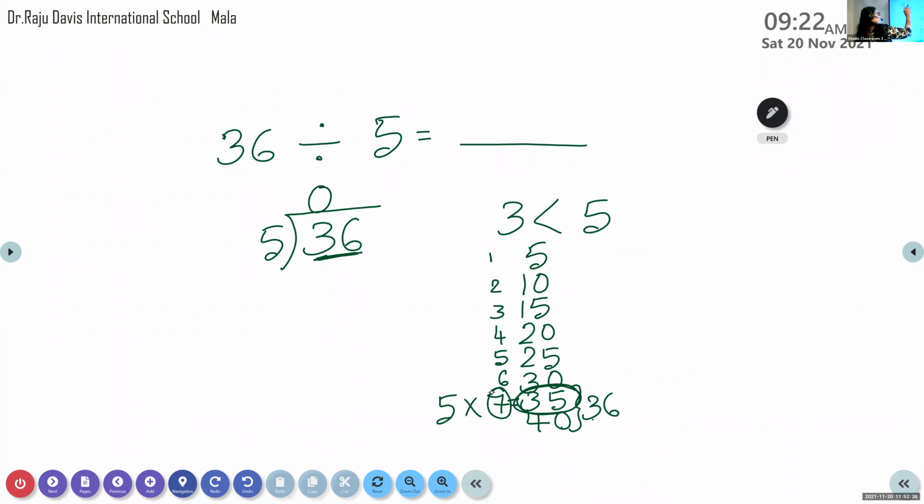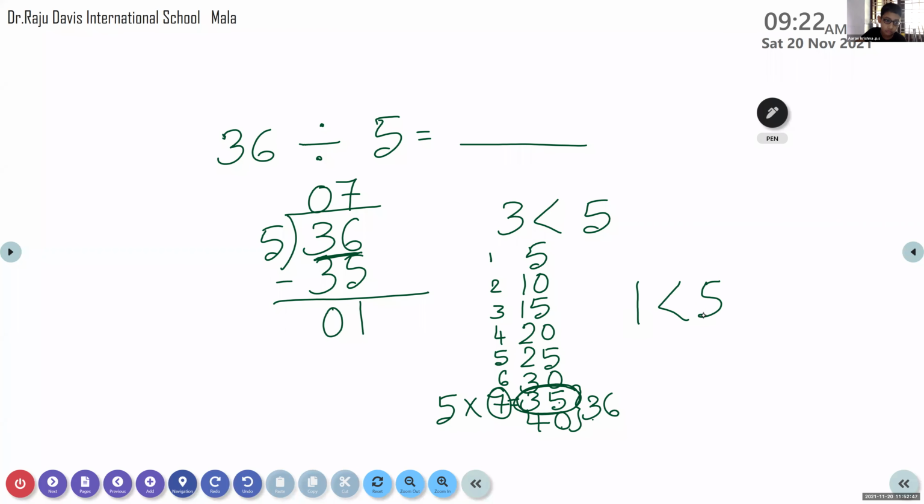This middle number will go up here. The answer product will come down. Then you have to subtract. 6 minus 5 is 1. 3 minus 3 is 0. Now check whether the new dividend is bigger than 5 or not. Now the dividend is lesser than 5.